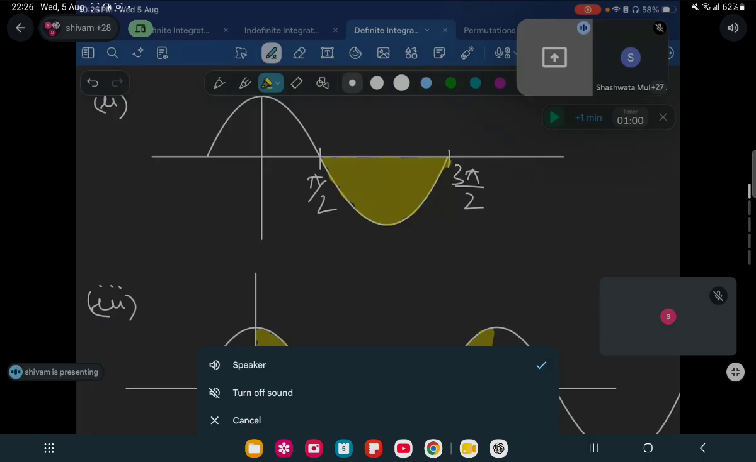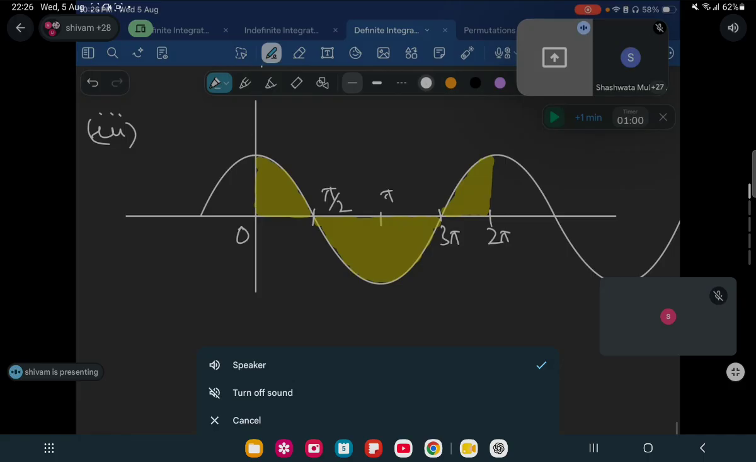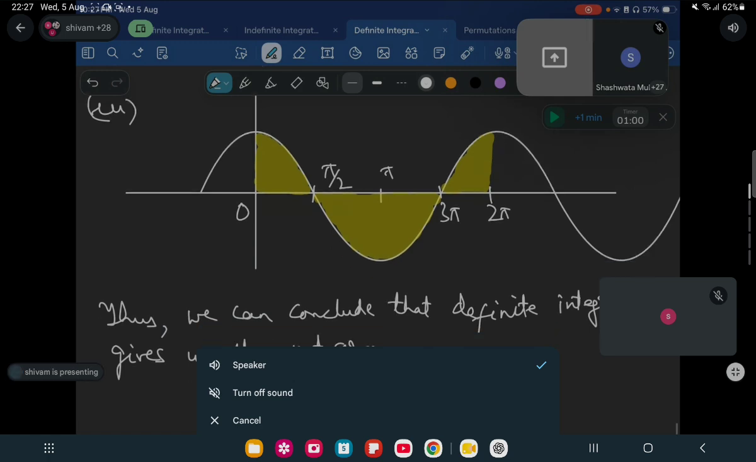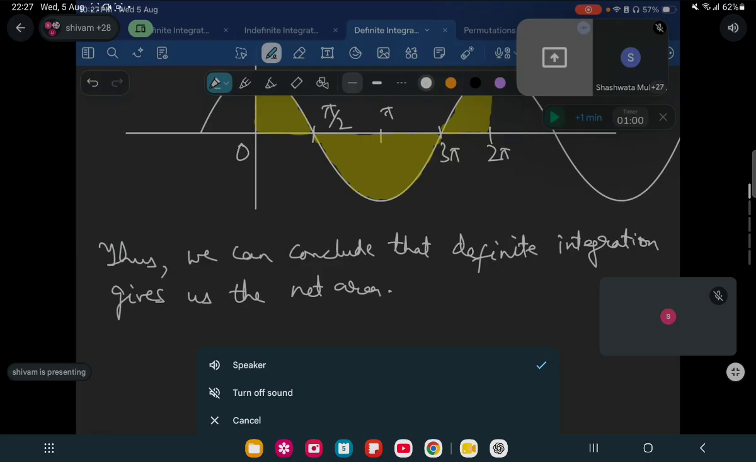So see, from these three graphs, we can conclude. Okay, write it down. Thus, we can conclude that definite integration gives us the net area. Okay, next. Another thing, everyone pay attention.